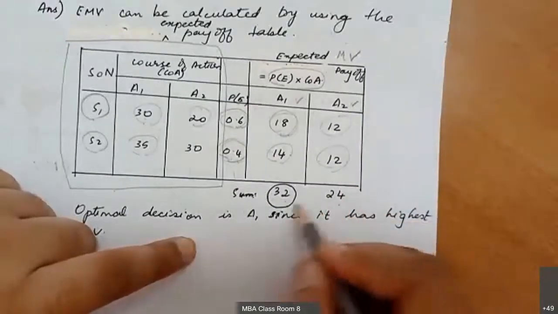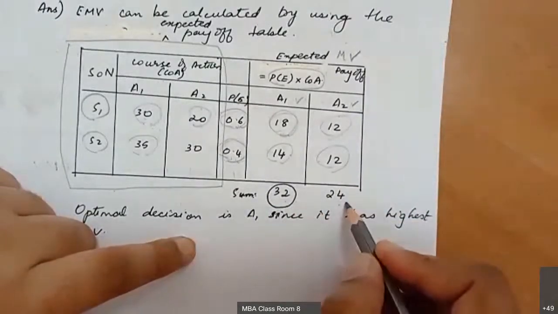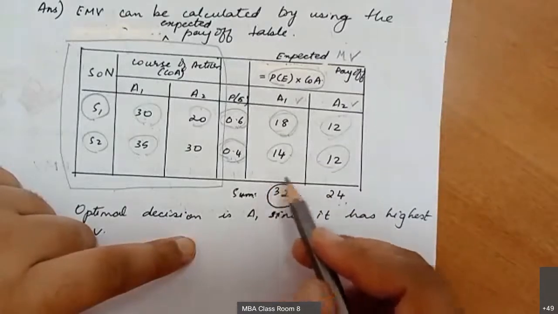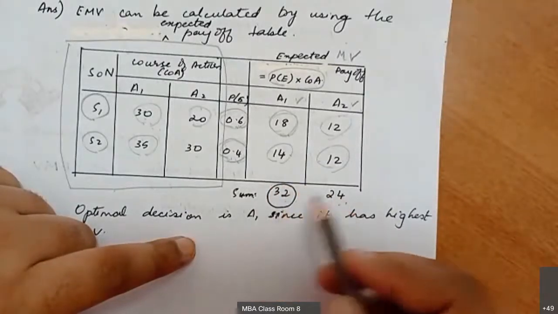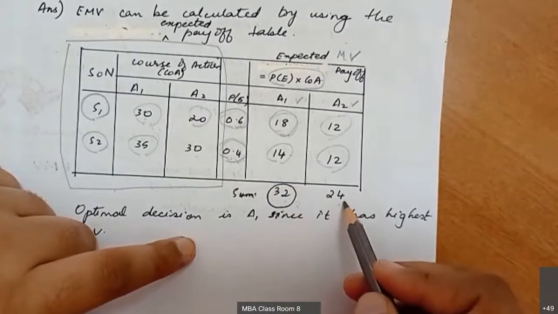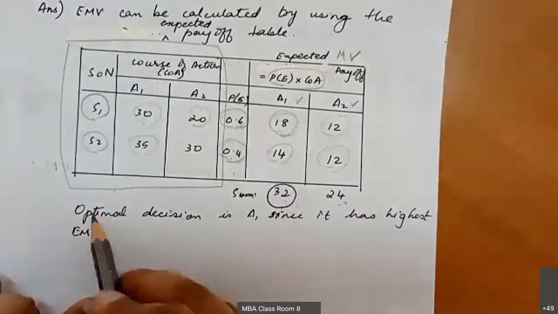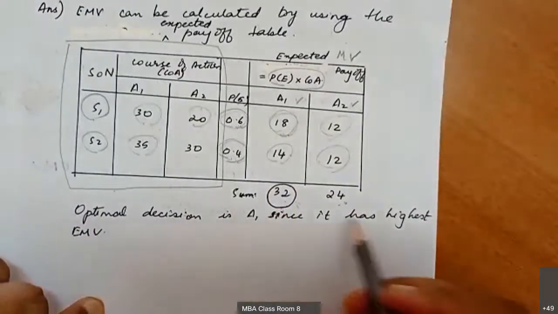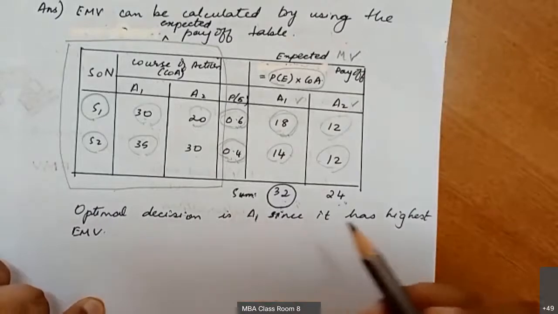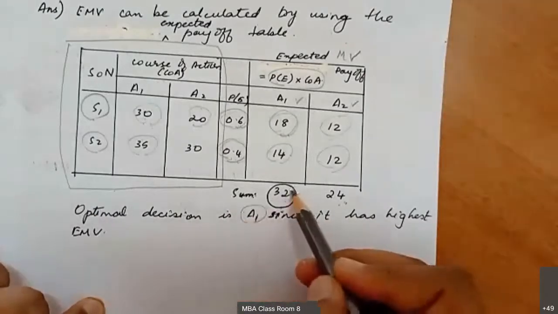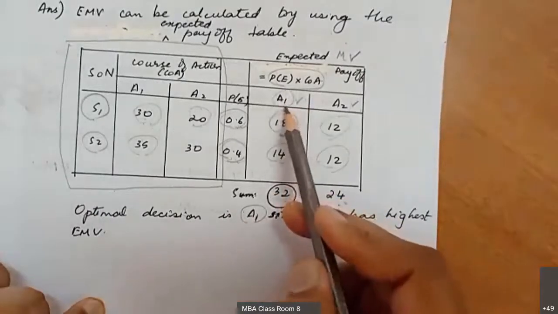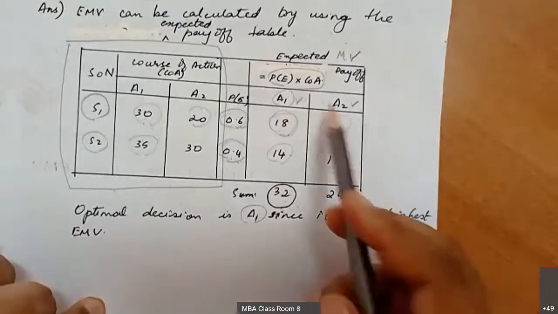Compare these two EMV values, which is the highest? 32. Why are we taking the highest value? Because we are comparing the profit. Simply if you mention the payoff, it means it is the profit. So 32 is the highest value. So our optimal decision will be A1, as 32 corresponds to A1, right? So A1 will be the better strategy as compared to A2.